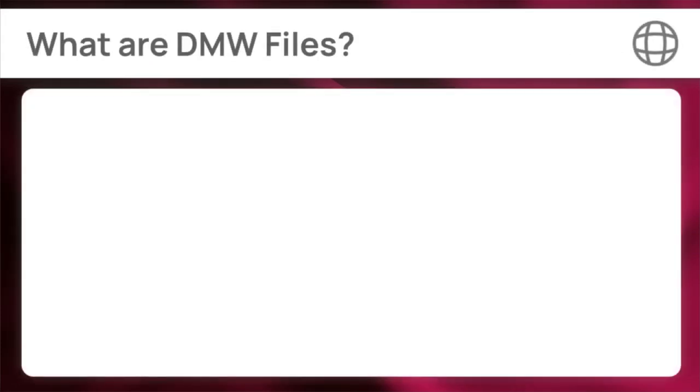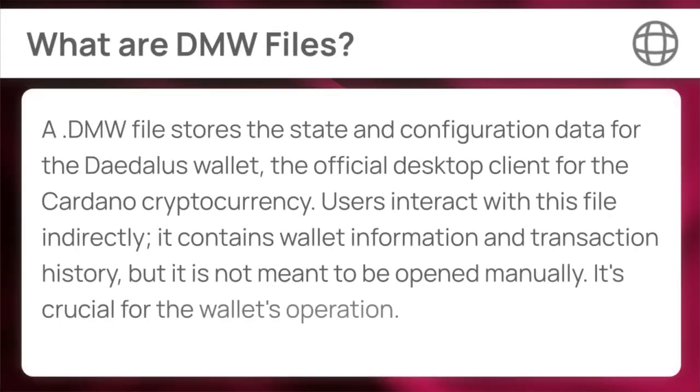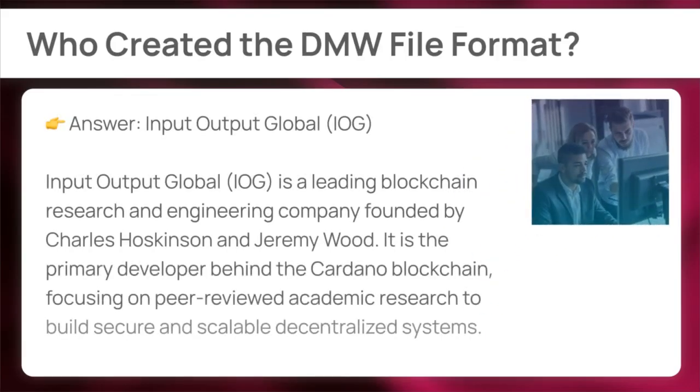A .dmw file stores the state and configuration data for the Daedalus wallet, the official desktop client for the Cardano cryptocurrency. Users interact with this file indirectly. It contains wallet information and transaction history, but it is not meant to be opened manually. It's crucial for the wallet's operation.